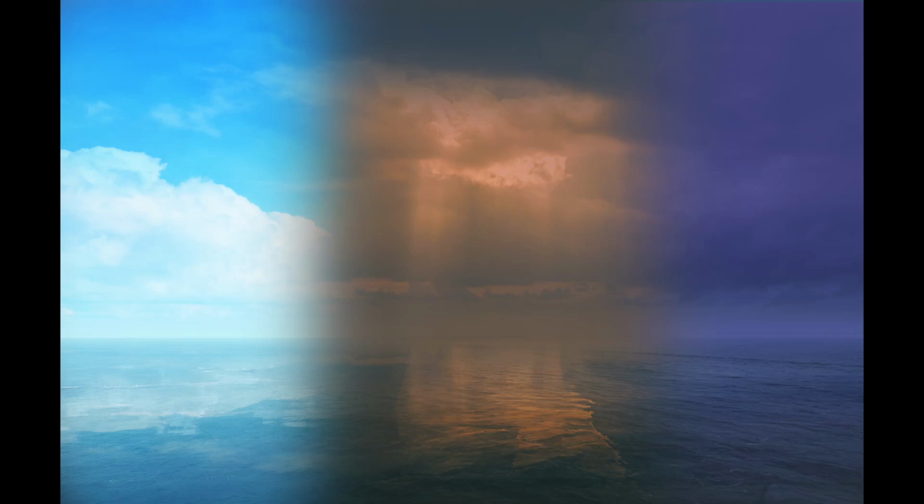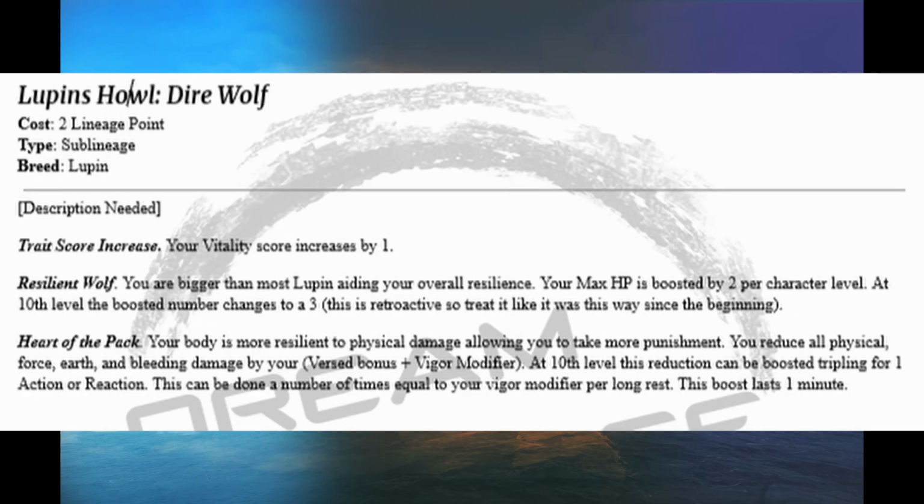Sublineages are like a variant or special morph of subspecies within a given lineage. Take the Lupin direwolf, for example. A Lupin with a generally larger and heftier size, granting them more vigor and health to match their routine form, and a resilience to take physical damage, potentially making them able to tank more than the average. In this case, this sublineage costs 2 lineage points. However, sublineages can range anywhere from 2 to 3 lineage points, and will grant you a variety of features and bonuses unique to that sublineage.